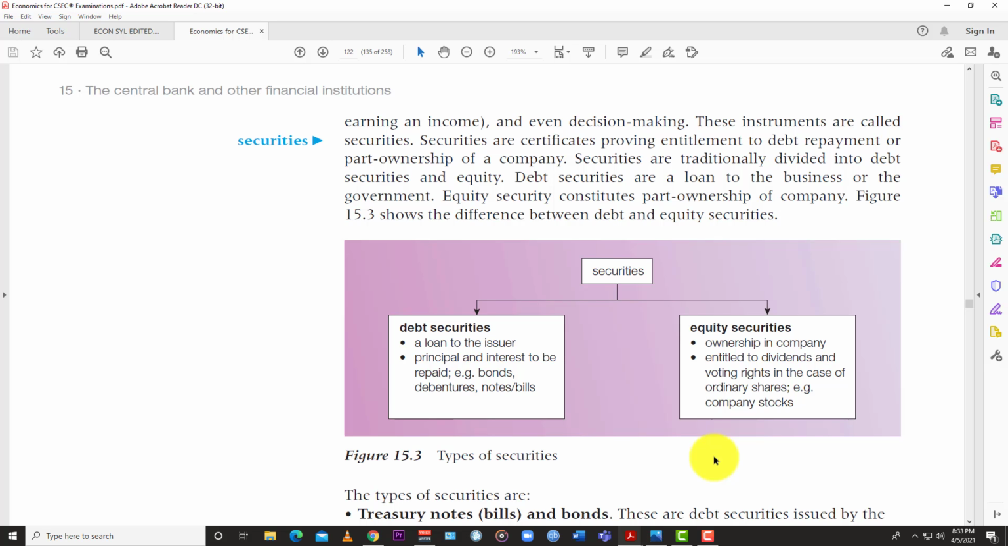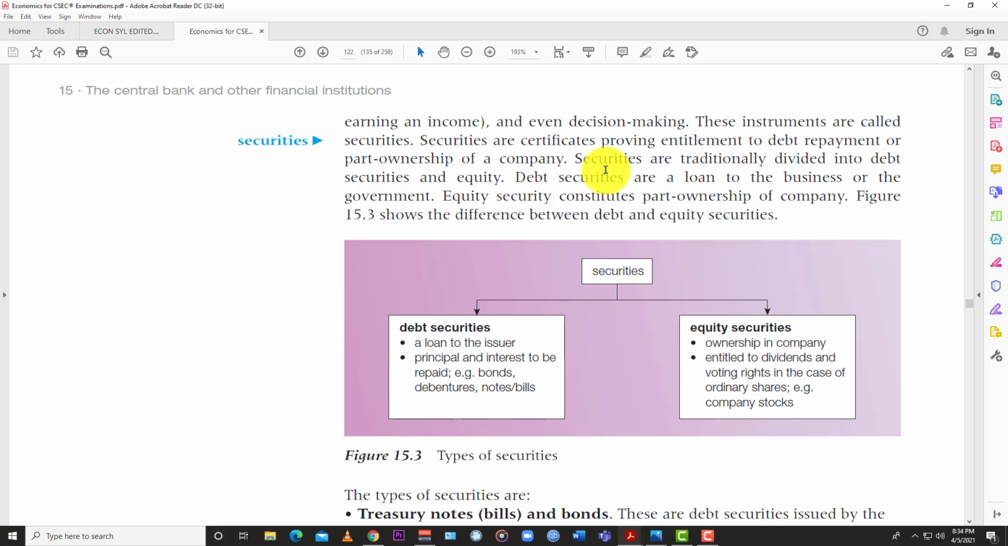So you use the financial instruments to be a part of the overall business. You buy your shares, your bonds, your stocks, all those types of financial instruments. And even decision making. Once you own a certain amount of shares, you can be a decision maker based on the company. You can be part of the annual general meeting, and you can vote for different positions within that overall business structure. These instruments are called securities. Securities are certificates proving entitlement to debt repayment or part ownership of a company.